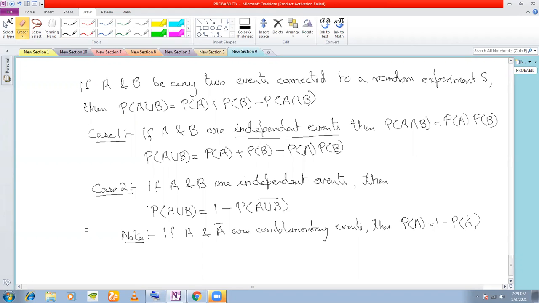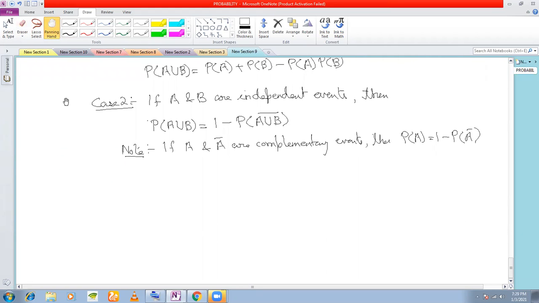Tell me, can I write? Yes, sir. Okay. So no doubts here. Now remember this case 2 is very, very important. How is it important? Because we will be using this over and over again.